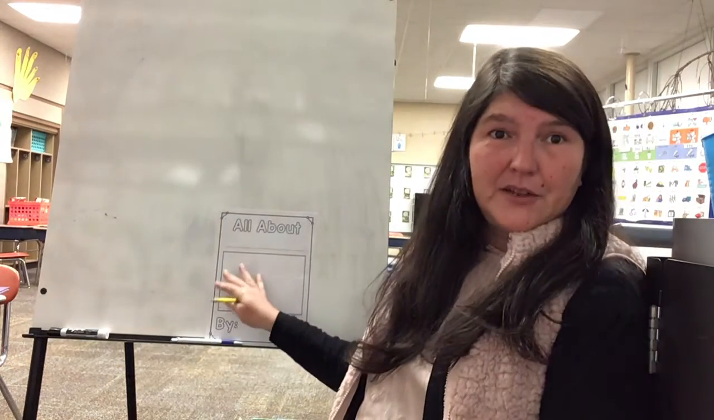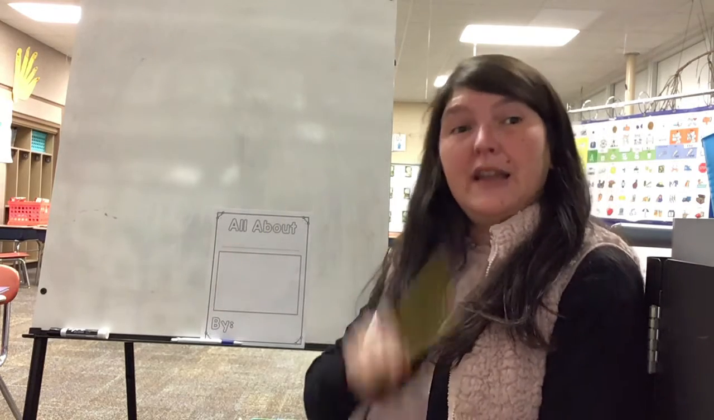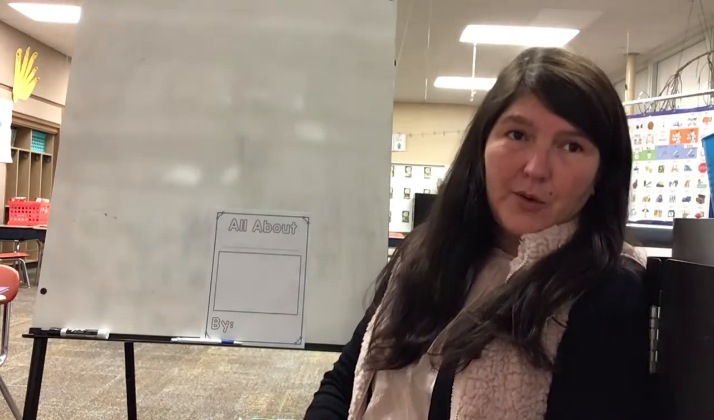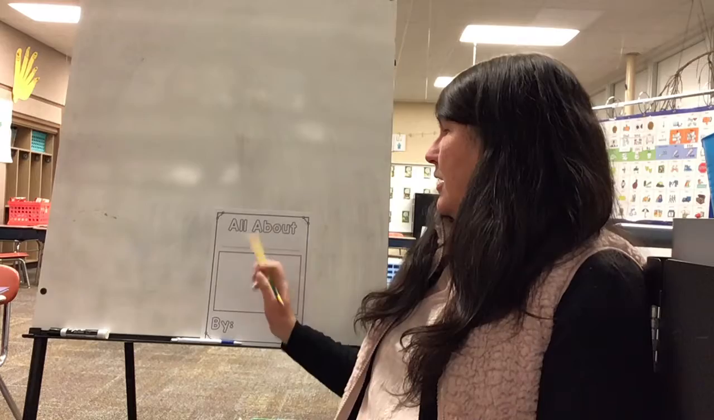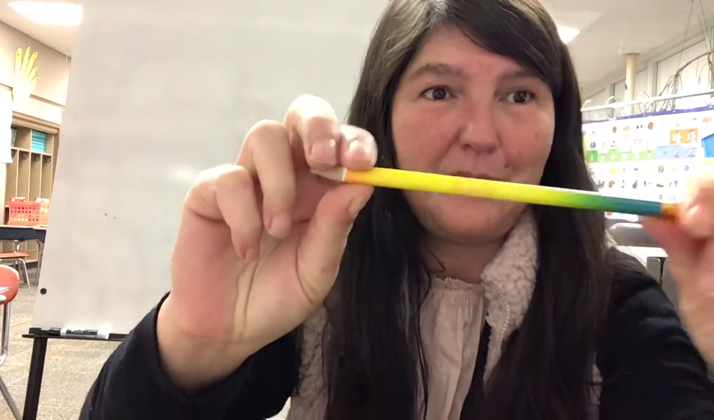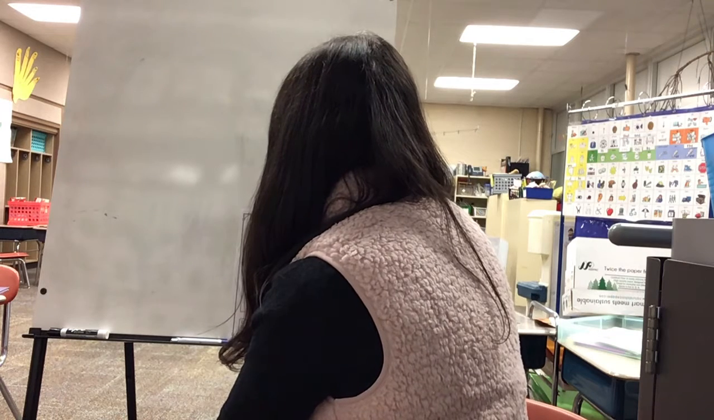Now, I have included this page in this assignment for you to print if you want, but you don't have to. You can always just do plain paper. It says all about, and I'm going to go ahead and write polar bears. I'm using my pencil. I have a fancy pencil with my name on it. It says April. Miss Thompson gave that to me. So I'm going to write polar bears. I'm going to write it kind of big.